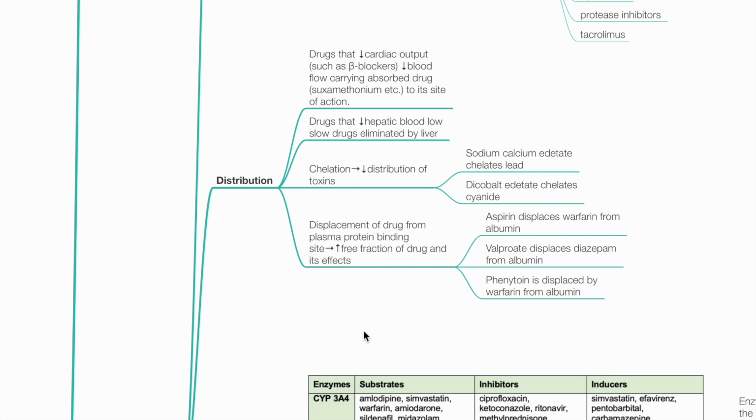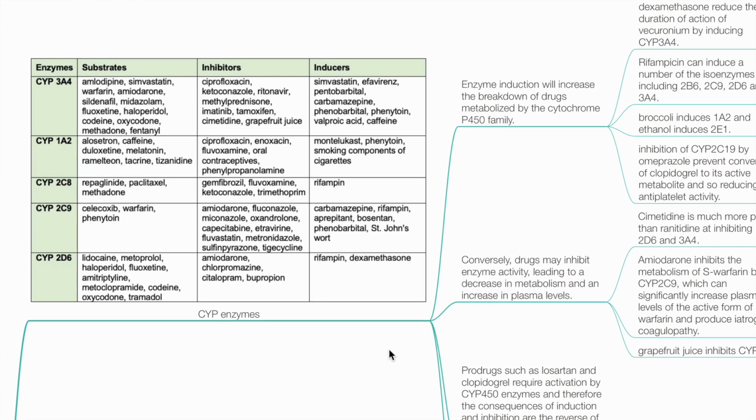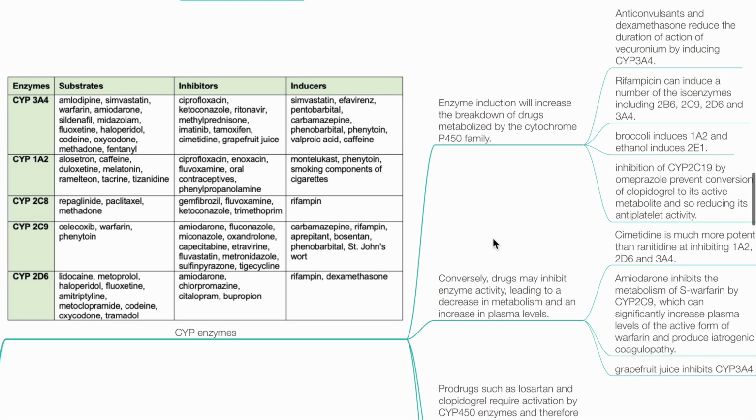Displacement of drug from plasma protein binding sites increases the free fraction of drug and its effects, such as aspirin displacing warfarin from albumin, valproate displacing diazepam from albumin, and phenytoin displacing warfarin from albumin. Metabolism. CYP enzymes. Enzyme induction will increase the breakdown of drugs metabolized by CYP enzymes. For example, dexamethasone reduces the duration of action of vecuronium by inducing CYP3A4.